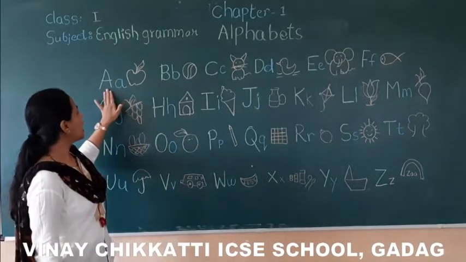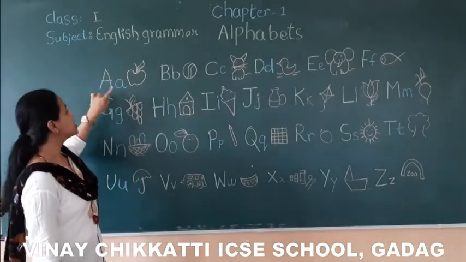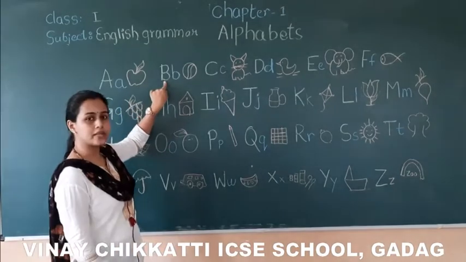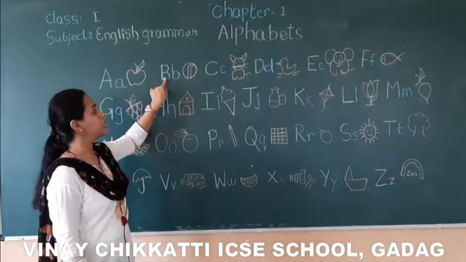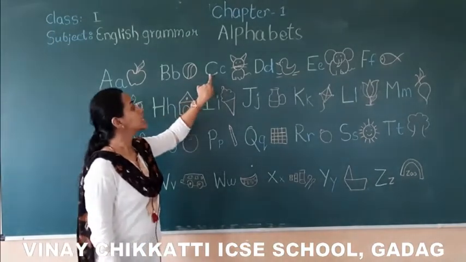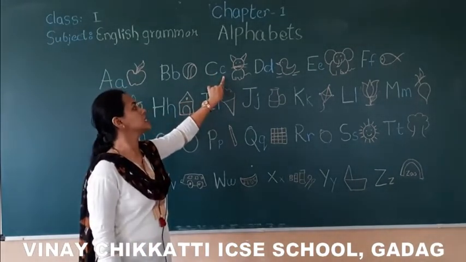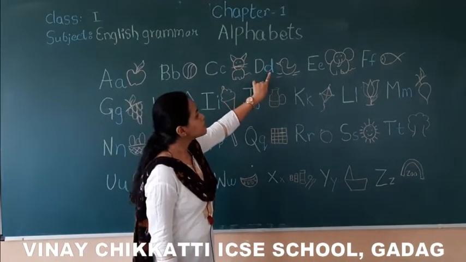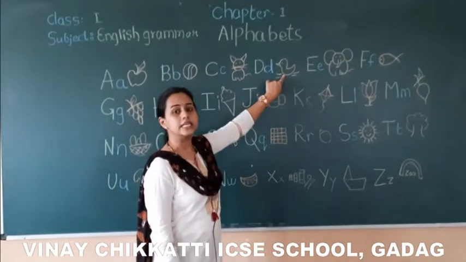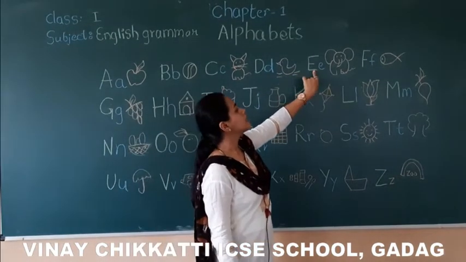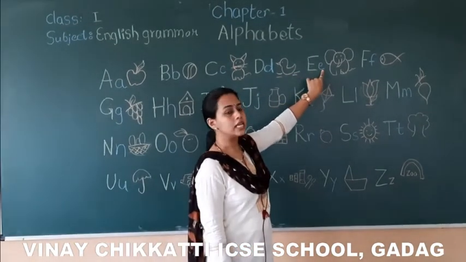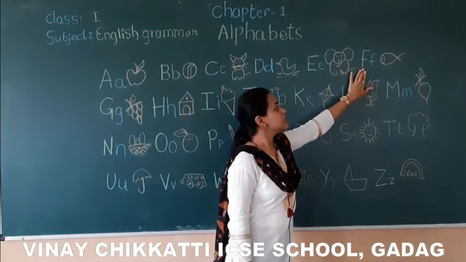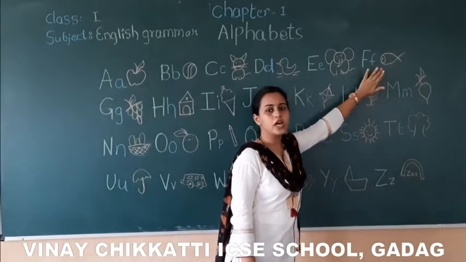So A, capital A, small a. A for apple. Capital B, small b. B for ball. Capital C, small c. C for cat. Capital D, small d. D for duck. Capital E, small e. E for elephant. Capital F, small f. F for fish.